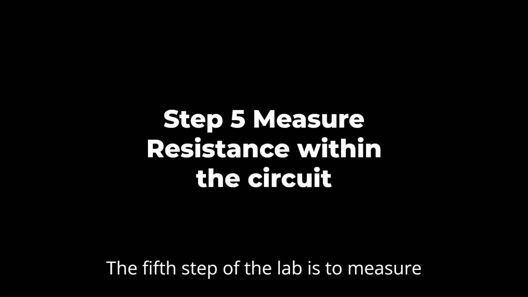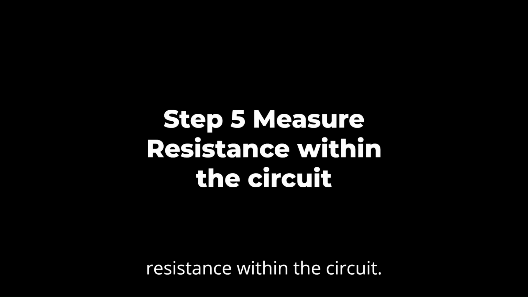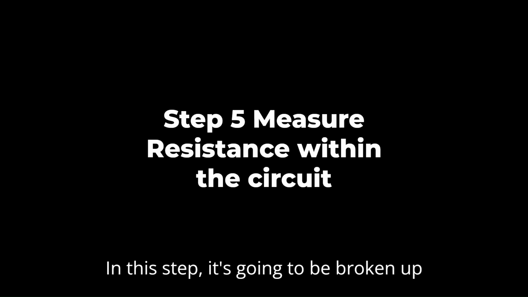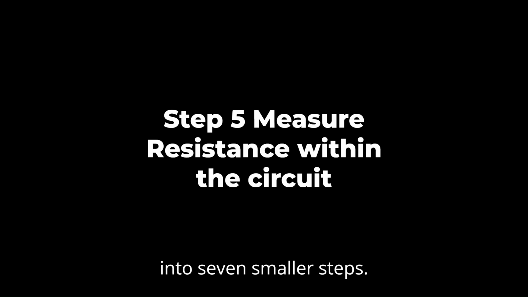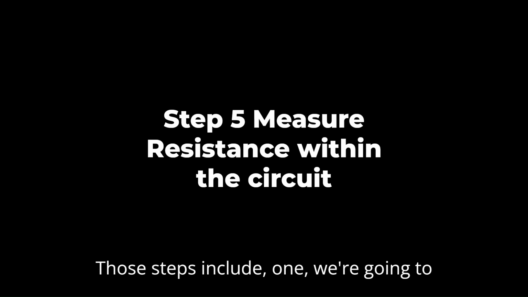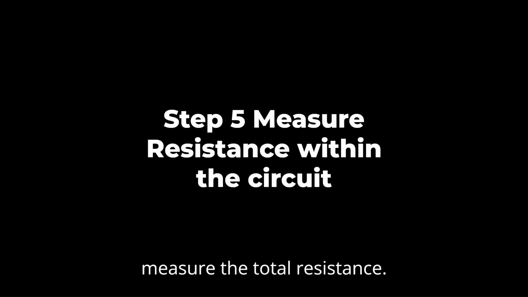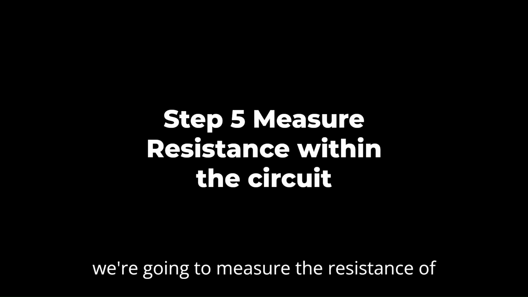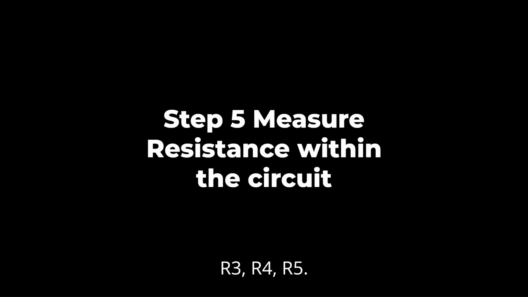The fifth step of the lab is to measure resistance within the circuit. And this step is going to be broken up into 7 smaller steps. Those steps include: 1, we're going to measure the total resistance. 2, we're going to measure the resistance of R1, R2. 3, we're going to measure the resistance of R3, R4, R5.